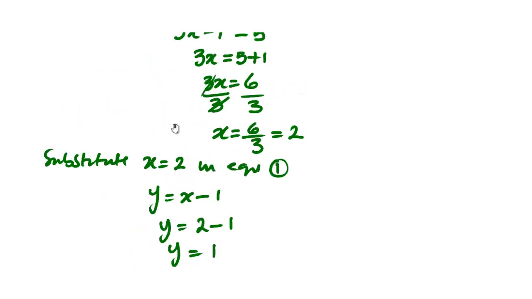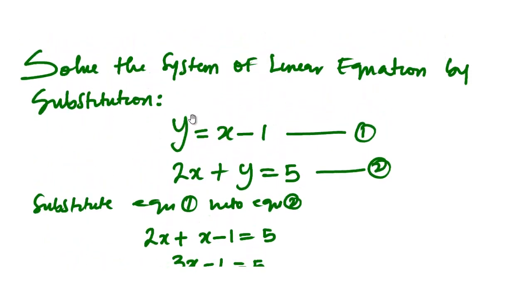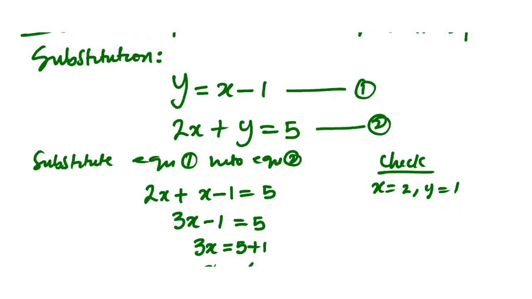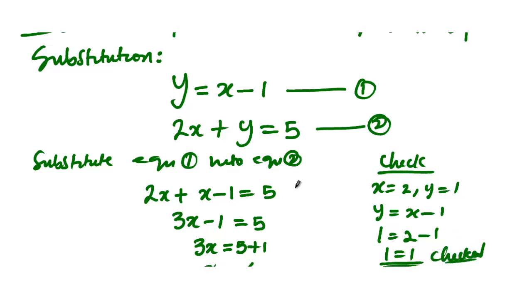Somebody may be saying, how do we check if it is correct? So we can check. So let's check for equation 1. So let's put check here. So if I check, we have x is equal to 2, y is equal to 1. So for equation 1, we have y is equal to x minus 1. So y is equal to 1 and x is equal to 2. That's 2 minus 1. So 1 is equal to 1. So that is checked.